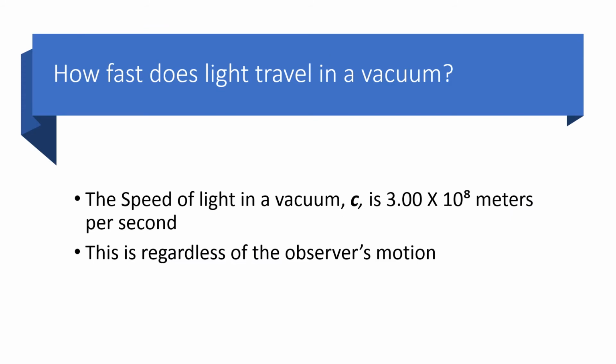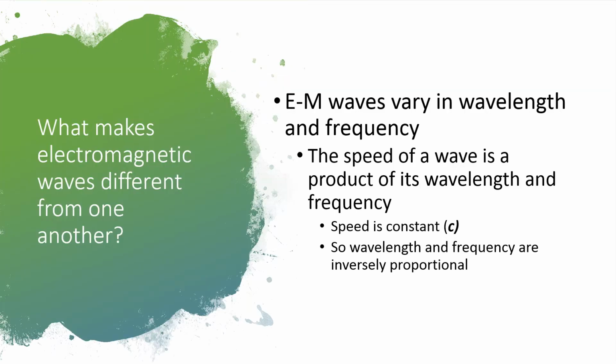As indicated earlier, the speed of light is in fact constant, and the speed of light in a vacuum, we're going to use c to indicate that, is 3.00 times 10 to the 8th meters per second. And that's constant regardless of the observer's motion. So whether you're moving toward it or away from it, it doesn't matter. The speed of light remains constant. While electromagnetic waves all move at the same speed, of course, they do vary in their wavelength and frequency.